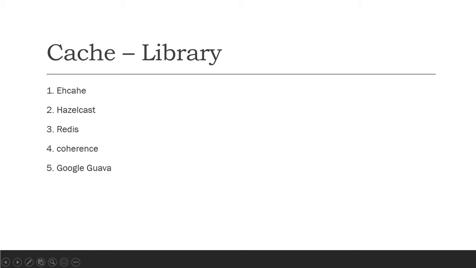Many cache mechanisms are available in the market, like Ehcache, Caffeine Cache, Redis, Coherence, Google Guava, and many more. But here I am going to explain only Ehcache.